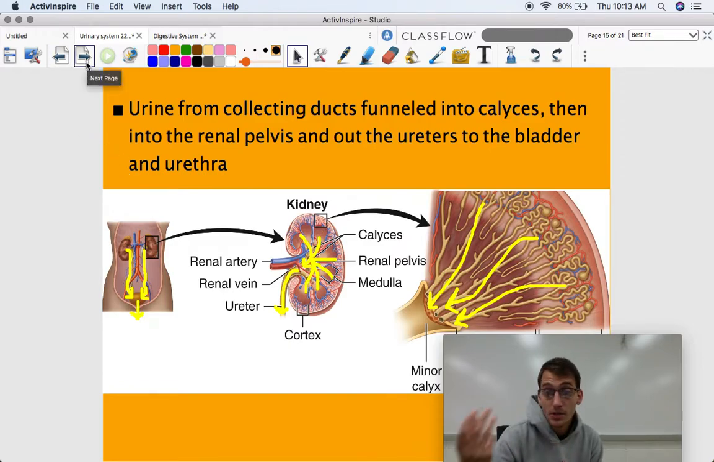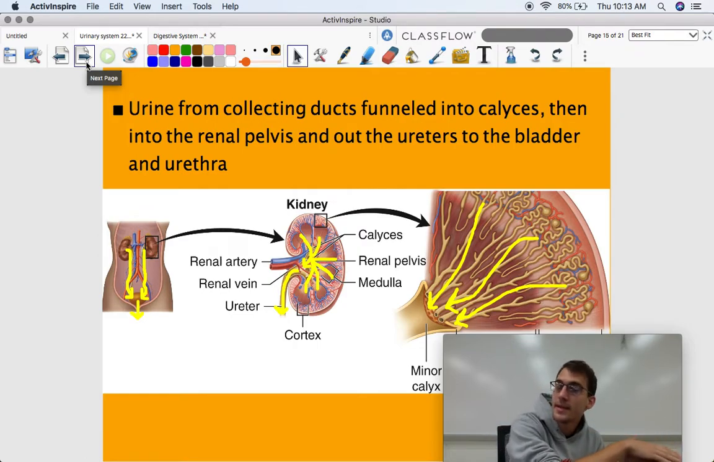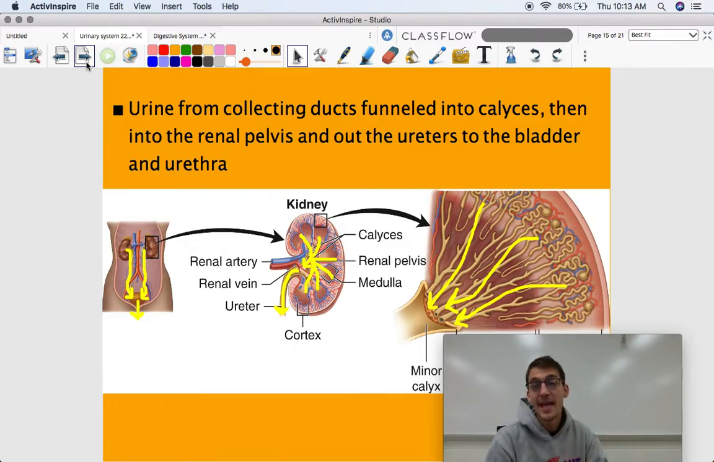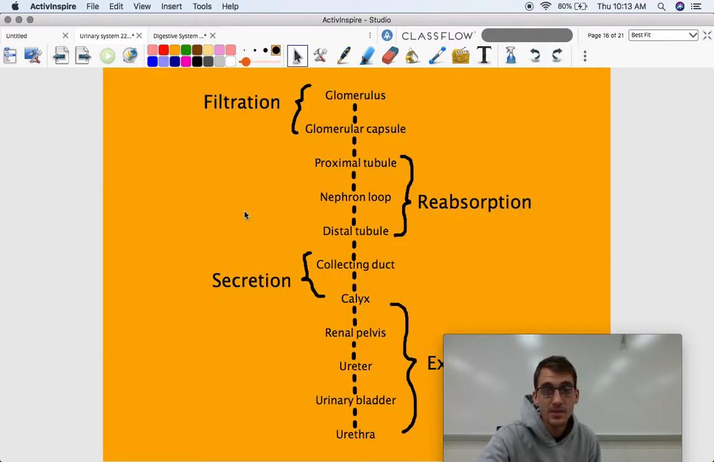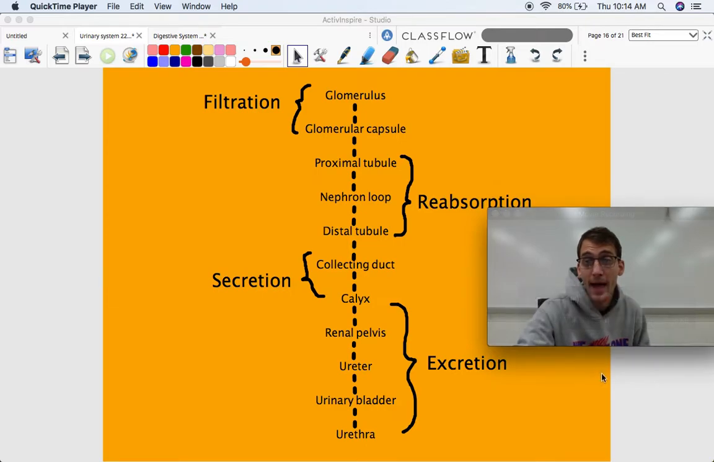Once that blood is filtered, what's needed is reabsorbed, and a little extra is put into the urine from secretion, and this last step is excretion, meaning getting rid of that urine. So here's a diagram showing the path urine takes through the urinary system, and I've outlined the four main processes of urine formation as filtrate passes through.